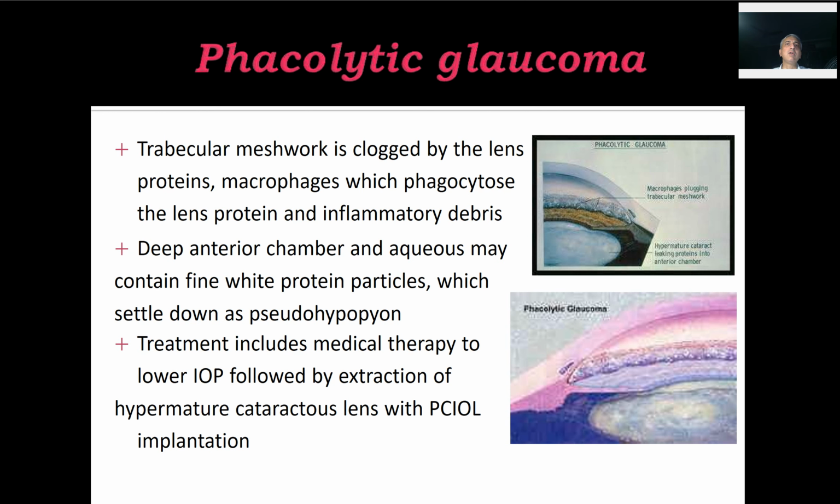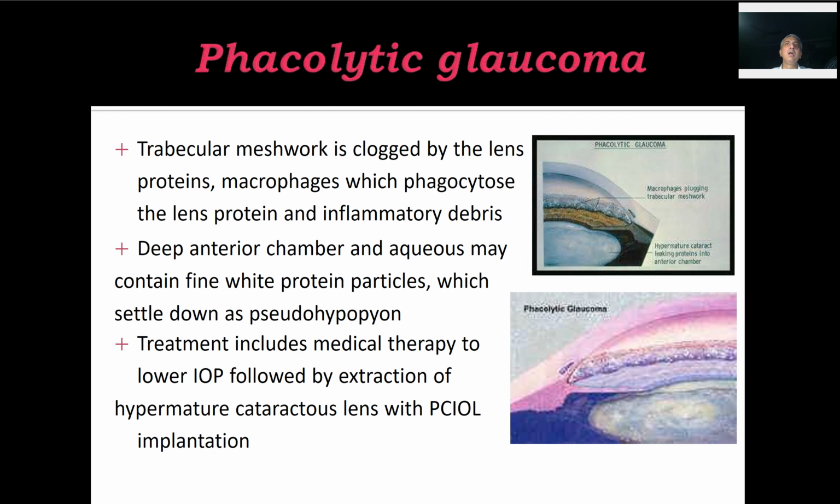In phacolytic glaucoma, the trabecular meshwork is clogged by the lens proteins, macrophages, which phagocytose the lens proteins, and inflammatory debris. The anterior chamber is deep and aqueous may contain fine white protein particles which settle down as a pseudohypopyon. So in these patients, you will see a hypopyon present.